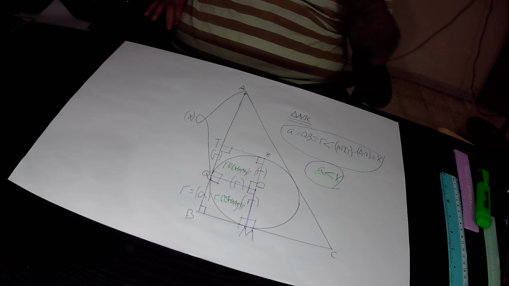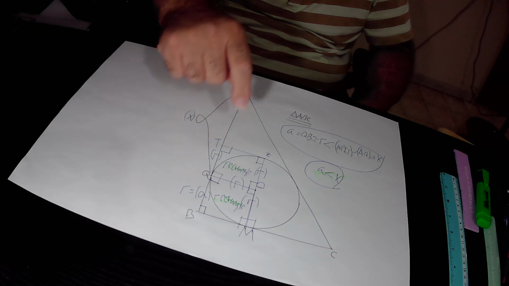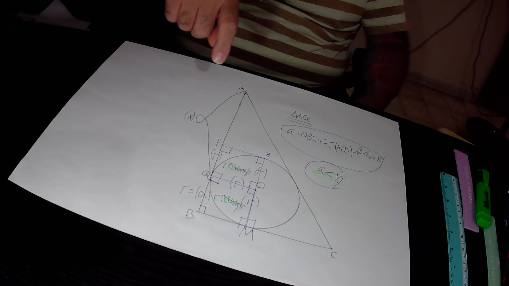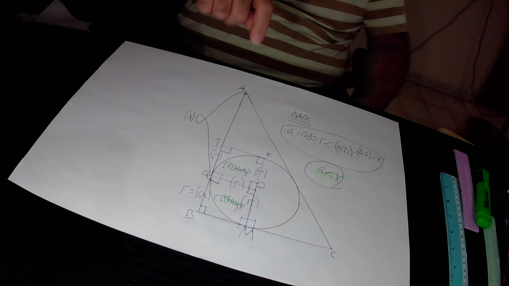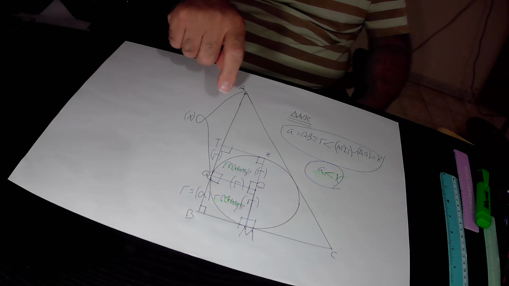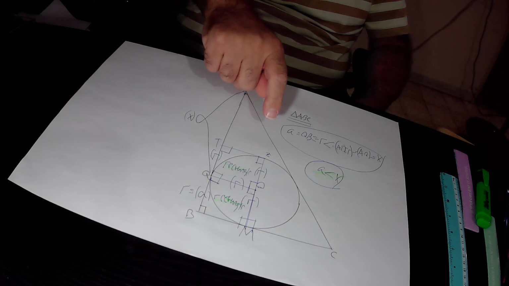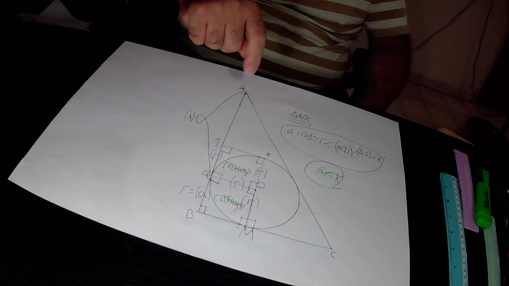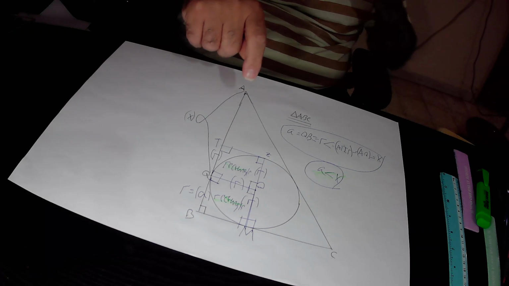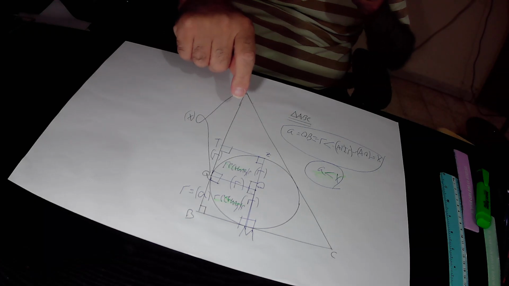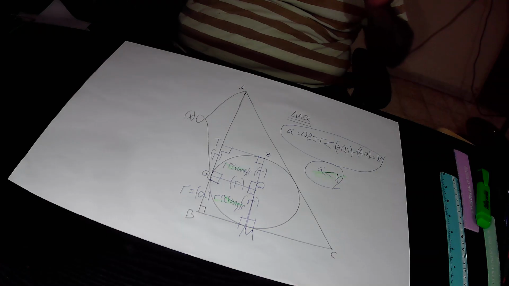In the next step we did another construction, that is to say, from side AB, we draw a tangent to the circle at point Z. We define the point where the tangent meets side AB as point T. So again, I repeat that TZ is a tangent to the circle at point Z according to our construction.